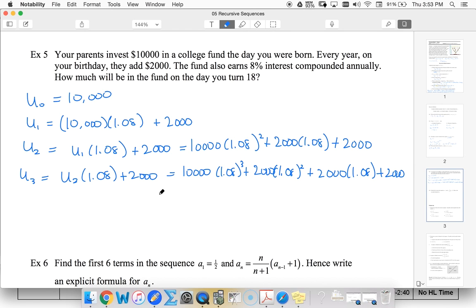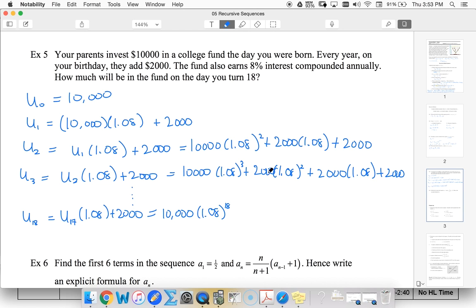All right, so if we continue down until your 18th birthday, well, we know that's going to be U17 times 1.08 plus 2,000. Well, following this pattern, that means I'm going to have 10,000 times 1.08 to the 18th power. So this original 10,000 will earn interest 18 times over the years.